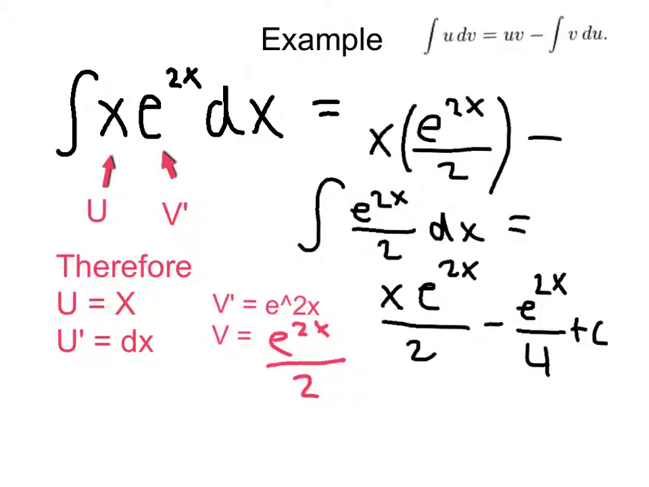Now we just have to input into our equation. So using the formula, it will be x times e to the power of 2x over 2 minus the integral of e to the power of 2x over 2 dx, which will finally give us the result, which is x times e to the power of 2x over 2 minus e to the power of 2x over 4 plus c.